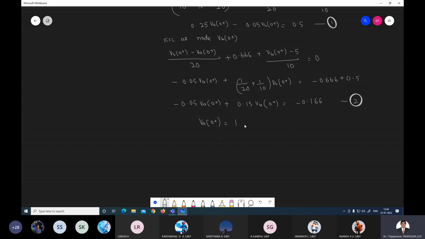Solve these equations. What is the value of VA0 plus? 1.9057 volts. This is the answer.